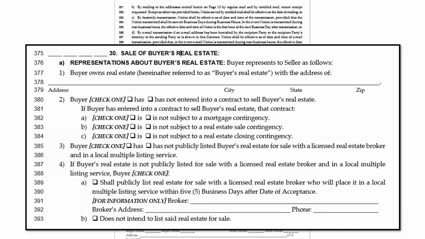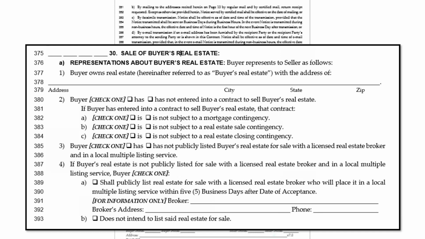Now, number 2 says buyer has or has not entered into a contract to sell their real estate. In the example I just gave you, he has not. It says that if buyer has entered into a contract, you would not fill out A, B, and C under 2 because he has not entered into a contract. Then 3 says buyer has or has not publicly listed their real estate for sale. So if you have listed your buyer's house, but he hasn't sold it yet, you could check the box that says he has listed his property for sale.